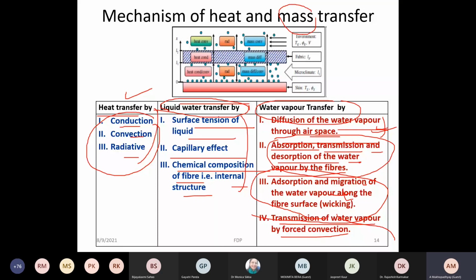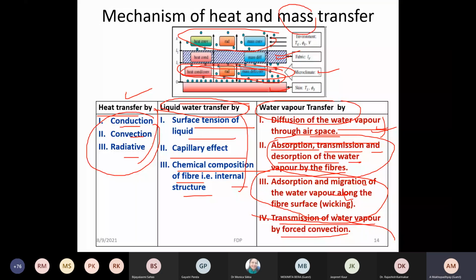Now, if you see, this is the fabric. The upper one is showing the fabric here, and this is the skin. In between there is a microclimate. The role of this microclimate is very important for comfort of the body. And this is the outside, the environment. So in between the skin and the fabric, the role of the microclimate is very, very important.